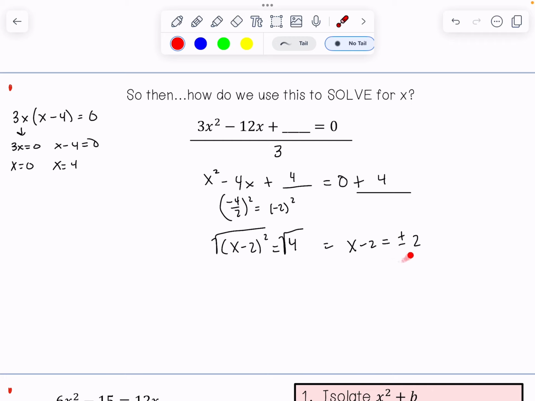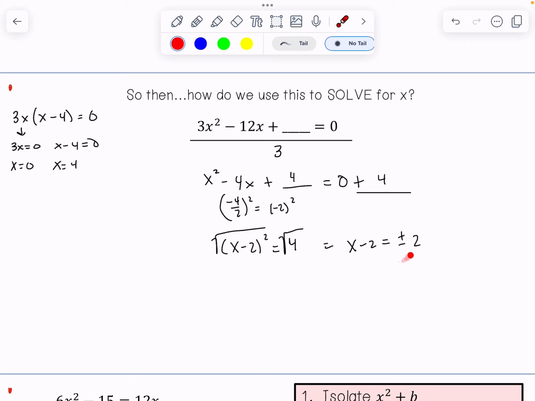Notice up here we had 2. Anytime you have a quadratic, you'll have up to 2 answers. So the plus or minus allows us to find both of those possible answers. Now that we're here, all we have to do is solve each of these out. So x minus 2 equals positive 2, and x minus 2 equals negative 2. I'm going to add 2 to both sides, and I get x equals 4. I'm going to add 2 to both sides, and I get x equals 0. Notice that those are the same exact answers we got using the factoring method.